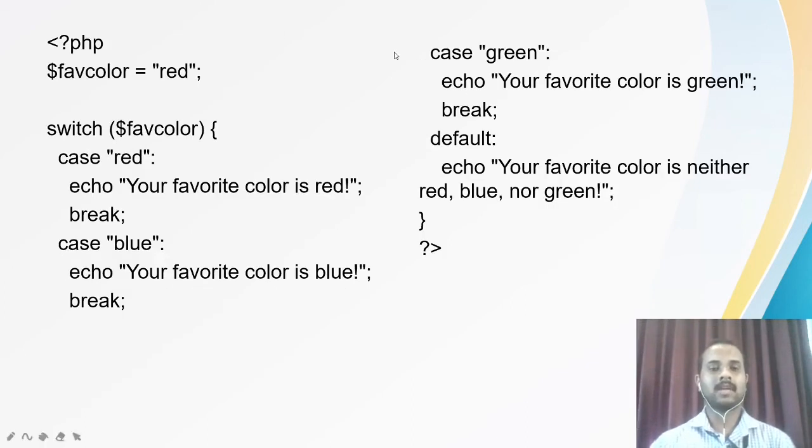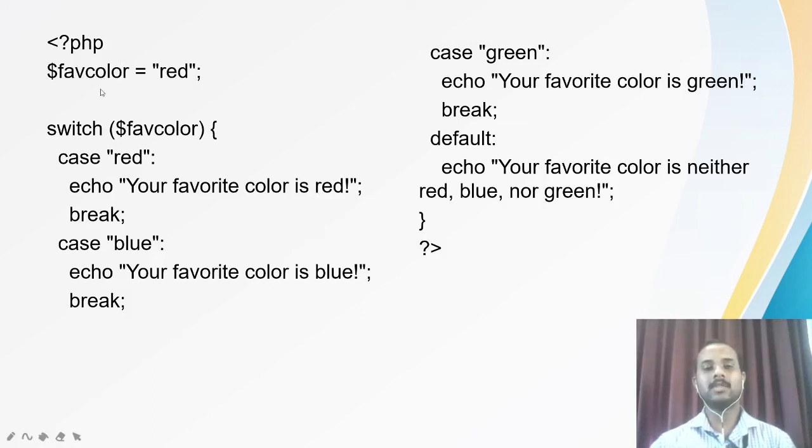So this is one of the programs where I have filled the favorite color as red, and I am having different cases here. Red is a label name, blue is a label name, green is a label name. So here I am having case red, case blue, and case green, and the last one is default. Now I am filling the value red here. So dollar favorite color is red, so it will be directly matching with the first case. So your output will be your favorite color is red.